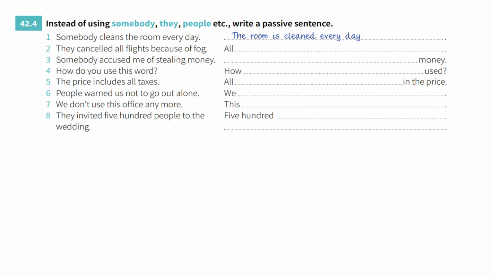Instead of using somebody, they, people, etc., write a passive sentence. Somebody cleans the room every day. The room is cleaned every day. They canceled all flights because of fog. All flights, okay, F-L-I-G-H-T-S, and then this is passive, were canceled, C-A-N-C-E-L-L-E-D, and then you can say because of fog.